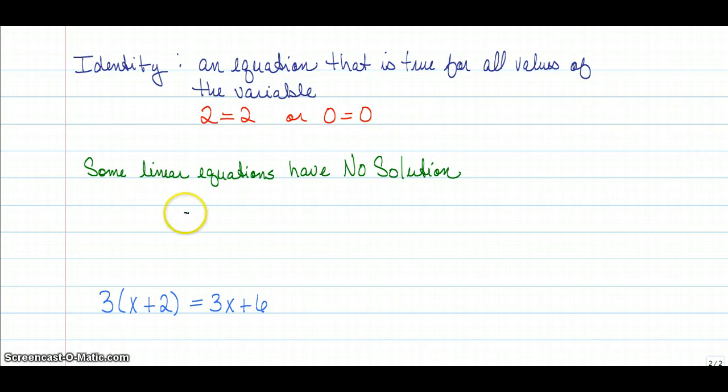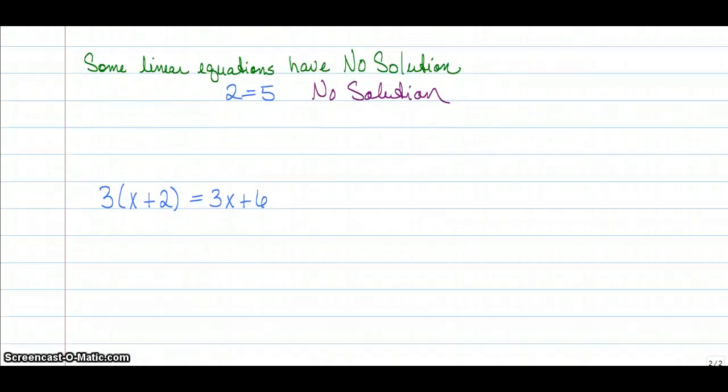Now, another thing you're going to have sometimes when we work with linear equations is no solution. Once again, you're going to get a funny answer. You may get something like 2 equals 5, something that you know is not true. So if you get something like that, you're going to write no solution. So let's take a look so you can see what I'm talking about.